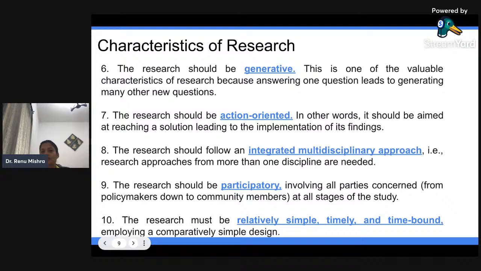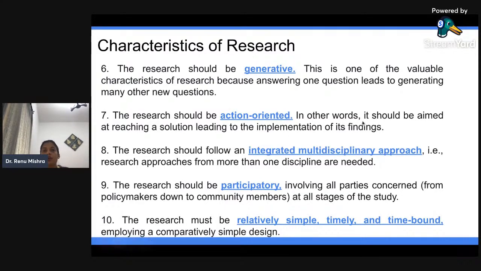The research should be generative. That means you need to answer any question. You need to make sure that your research is contributing something or generating something valuable. Your research should be action oriented. That means whatever you have found out can be implemented.